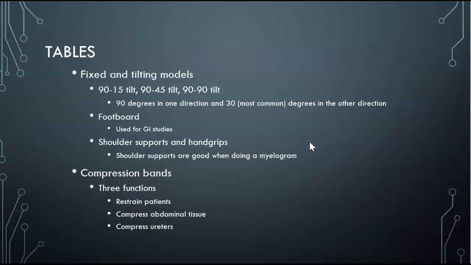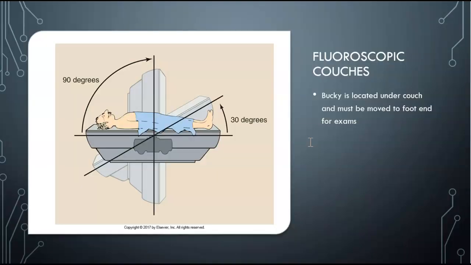So be careful when you're using any kind of compression band as a restraint, okay? We also use it to compress abdominal tissues. If the patient is pretty heavy, we'll use a compression band, so that helps reduce dose to the patient and helps reduce scatter. We'll also use compression bands to compress the ureters when we're doing any kind of IVP or IVU study, so that we can see the kidneys fill up with contrast, which is really nice. Gives us a beautiful study.